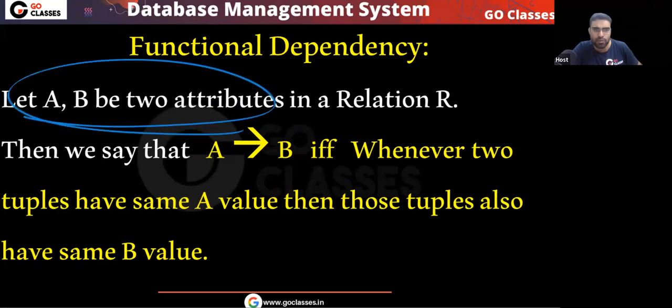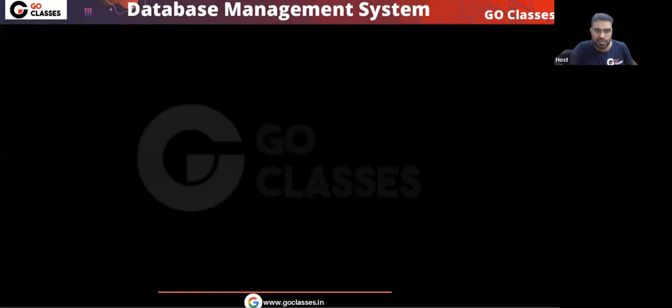A, B are attributes in a relation R. There is a relation R, and in this relation R, let's assume A is an attribute, B is an attribute. There can be more. Now, when can I say that A determines B? What is the meaning of A determines B?